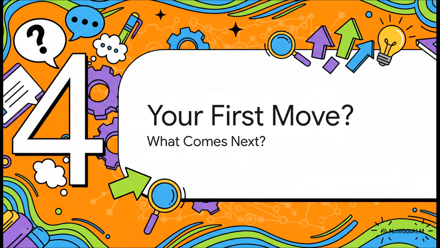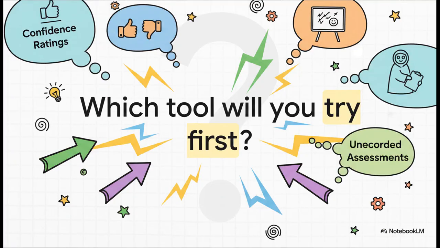Wow, we've covered a lot of ground, huh? We've gone from the problem of the silent classroom all the way to a full toolkit of really practical, powerful solutions. So, what's next? Because the most important step is always the first one. Think about these 4 strategies we talked about: confidence ratings, voting, response boards, and unrecorded assessments. Which one of those feels like the easiest or maybe the most impactful tool you could bring into your classroom tomorrow? That's it. That's your first move.